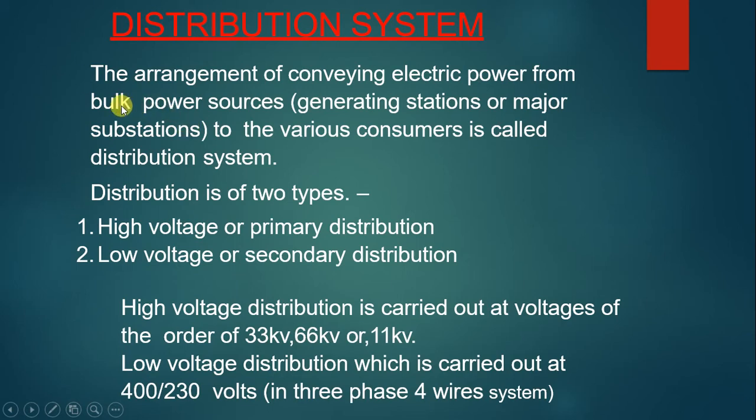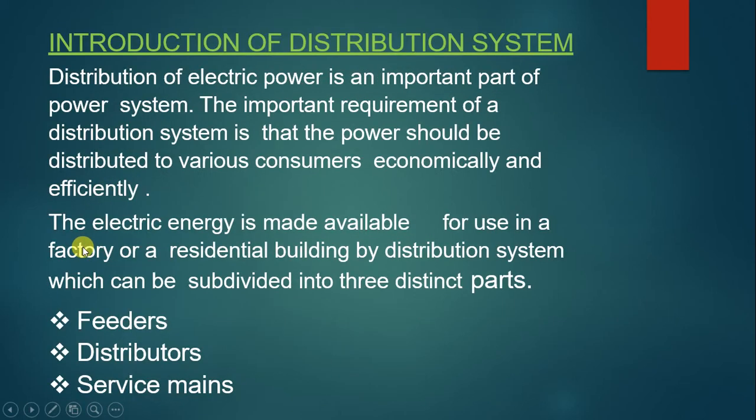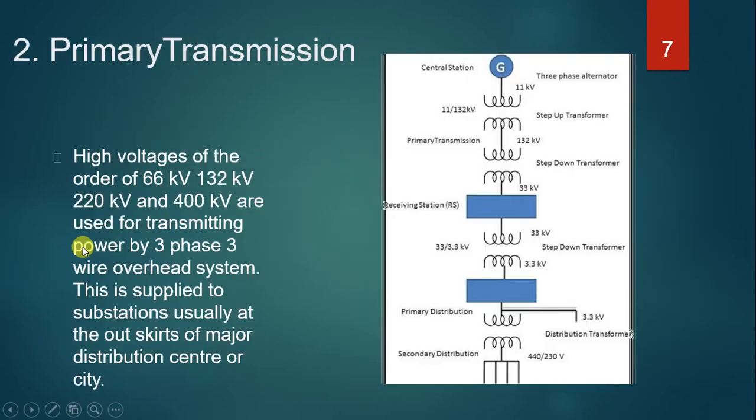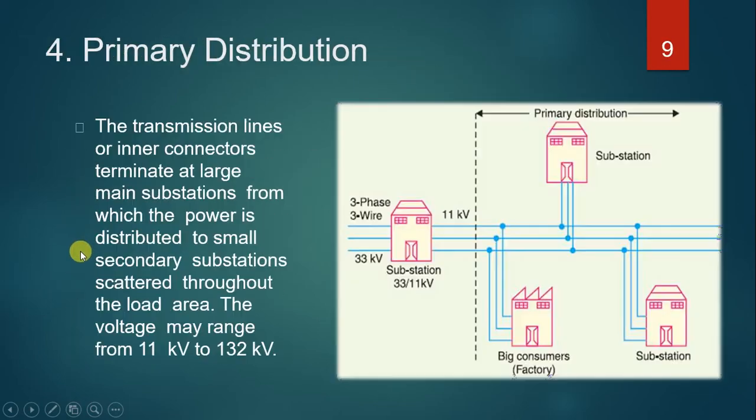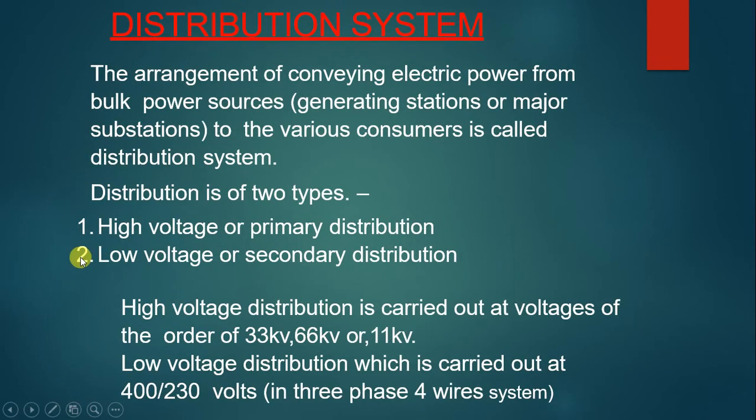The arrangement of conveying electrical power from bulk power generating stations to the various customers is called distribution. First is high voltage, second is low voltage. We have already discussed primary and secondary, the same concept, but here it is clearly mentioned that high voltage is 33 to 11 kV.